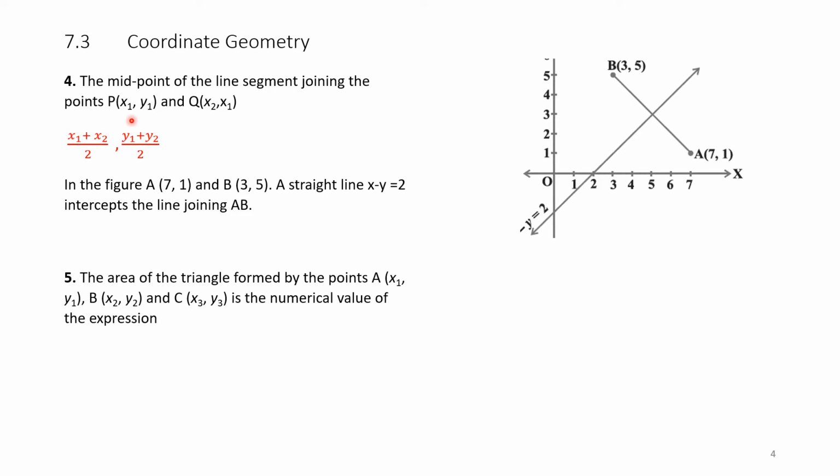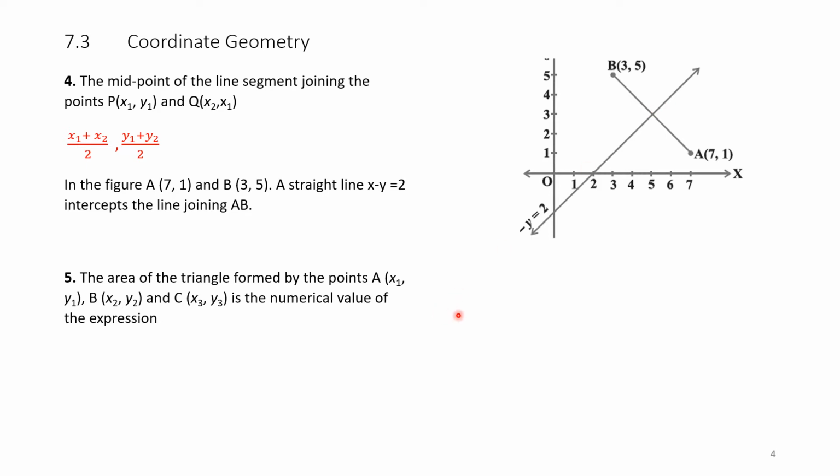These equations we will solve in the subsequent examples, but here for explanation purposes I have given this figure to show that this line x minus y is equal to 2 is intercepting at the point.